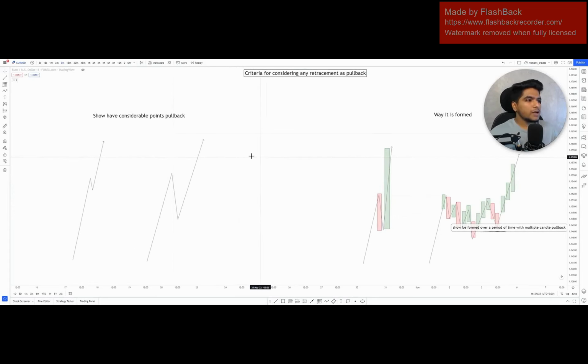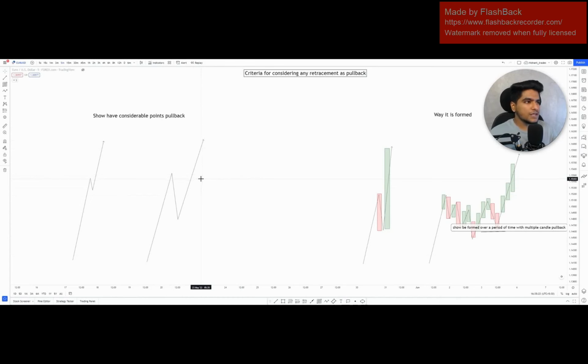In this particular case, you can clearly see what happened in this first case. You got a nice impulse push to the upside, and here you got this minor pullback and then again continued to push higher. So this is not a considerable pullback. It should be visually appealing. It should visually satisfy you that yes, this looks like a pullback. Now in this particular case, we got a nice push to the upside, prices retrace, and this is a considerable pullback, and again prices resume their movement in the upward direction. So this is a considerable pullback.